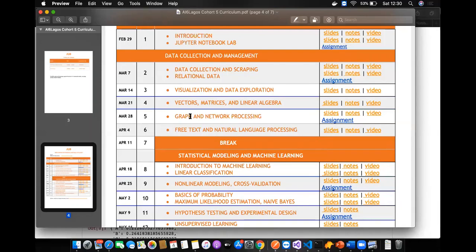For graphs and networks, yes, it's important, but for now I don't think it's something you should base all your efforts on. The most important things for now are week 1, week 2, week 3, week 4, and week 6. Week 6 is free text and natural language processing. And as usual, everyone is supposed to go through the materials before the class on Saturday.